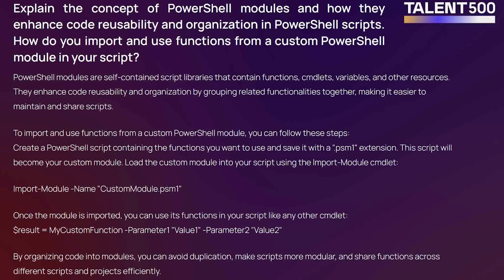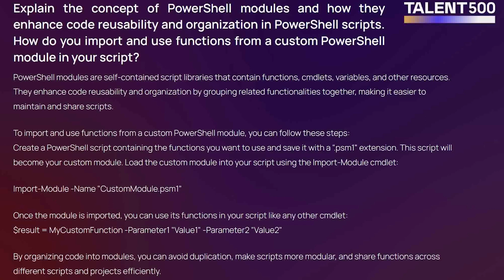First of all, you have to create a PowerShell script containing the functions you want to use and save it in a .psm1 file, PSM1 extension. This script will become your custom module. Now load this custom module into your script using the command Import-Module -Name and then the name of that module. Once your module is imported, you can use its functions in your script like any other cmdlet.